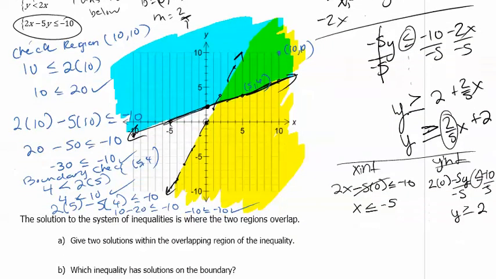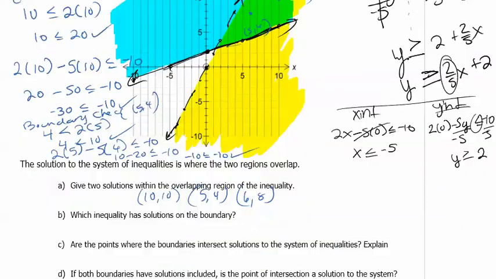Therefore, the solutions to the system are the points between these boundaries, including the boundary for the second inequality, but not the boundary for the first one. So notice that this line is dashed and this line is solid. The points on the solid line are included, but the points on the dashed boundary line are not included. It says give 2 solutions within the overlapping region, and that would be 10, 10 and also 5, 4. If you needed another one, I'm not going to check this one, but I would pick 6, 8. Okay, that could be a point, so I gave 3.